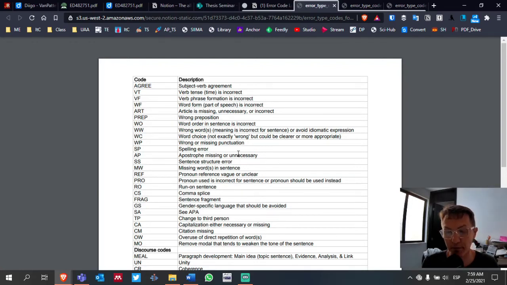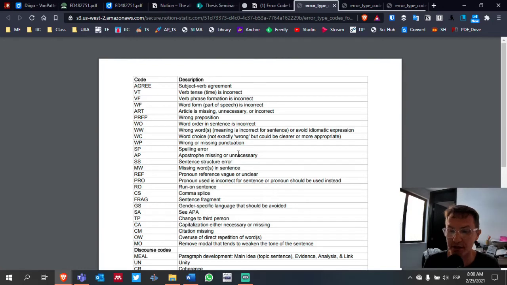Word form, WF. Word form means that you can use the same word, but use a different variation, right? So instead of maybe the noun form, you use the verb form. Maybe instead of the adjective form, you use the adverbial form, etc. Okay, so a word form refers to the actual part of speech. Again, try to use the same word, or I will be encouraging you to use the same word, but a different part of speech.